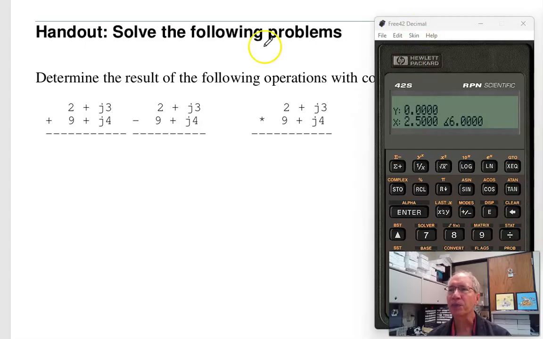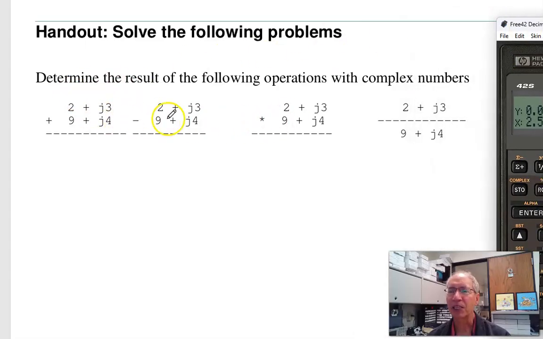So here's a problem. Find the solution to these problems. I want to add, subtract, multiply, and divide complex numbers. So let's pause the video and have you solve those. Then we'll resume in a little bit.